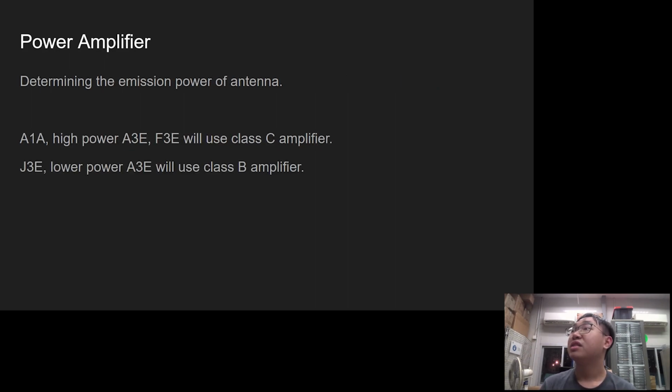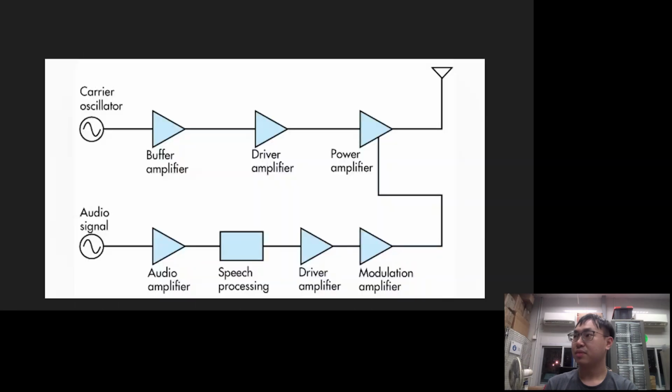Power amplifier determines the emission power of the antenna. Okay. So for A1A, high power A3E, AM or FM, you use a class C amplifier. But for SSB or low power AM, we use a class B amplifier. You have to remember that. Okay. So the power amplifier is the final stage going to the antenna.